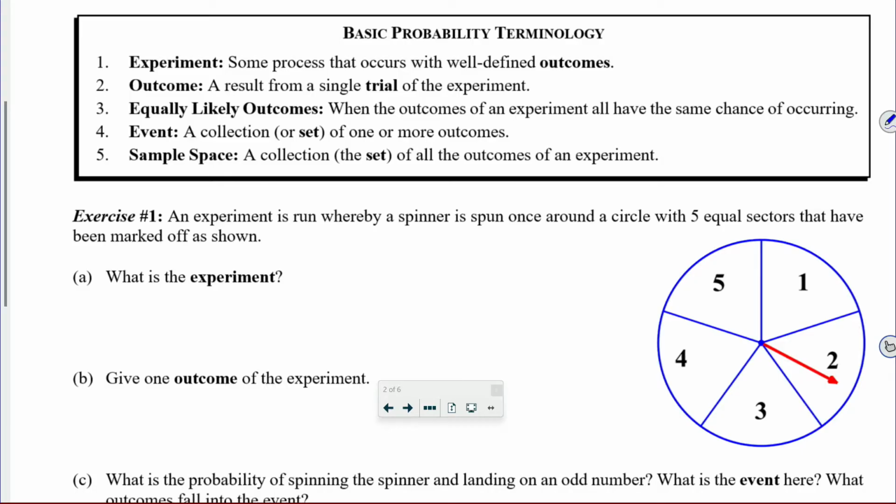Basic probability terminology. To begin, we have an experiment. Now, this isn't a scientific experiment per se, but an experiment is just some process that occurs with well-defined outcomes. Two, an outcome is a result from a single trial of the experiment. Three, equally likely outcomes, when the outcomes to an experiment all have the same chance of occurring. Four, an event. An event is a collection or a set of one or more outcomes. And finally, sample space. That's a very important piece of terminology. It's the collection of all the outcomes of an experiment.